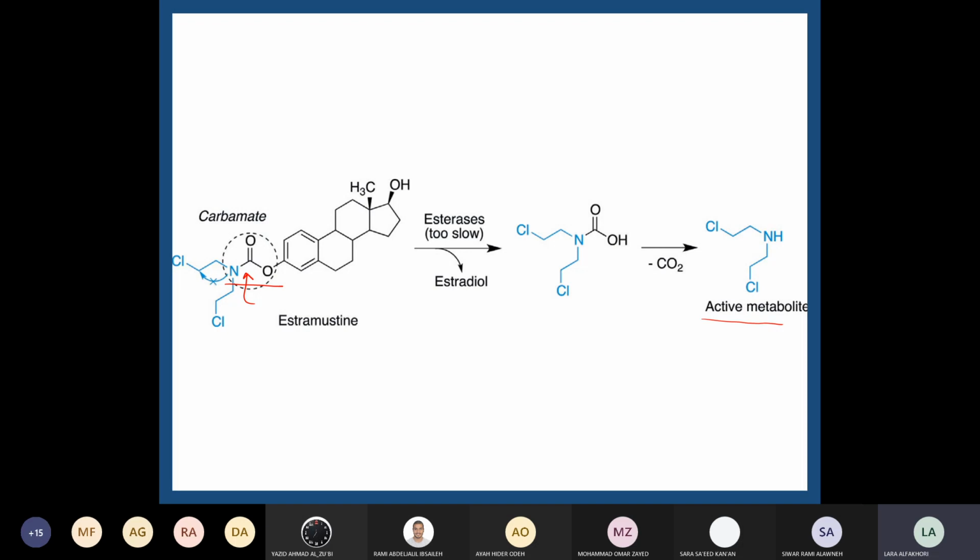لكن what later on was found out إنه actually الاستروماستين حتى لما بعد ما يدخل السيلز البروسيس of the hydrolysis of this carbamate is very slow. يعني ال amount of this alkylating metabolite جدا قليلة. و actually they presume إنه الاستروماستين does not act via alkylating the DNA.